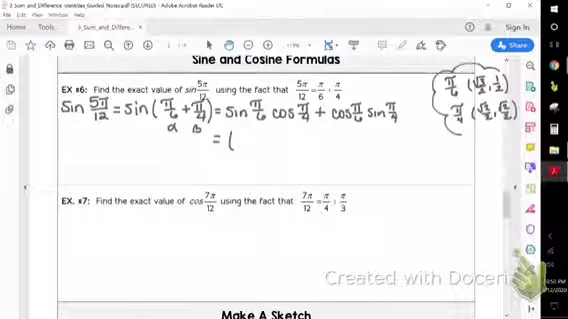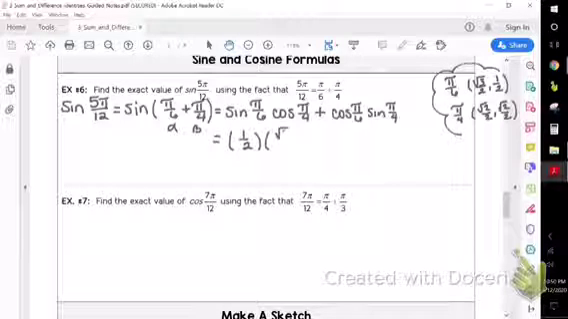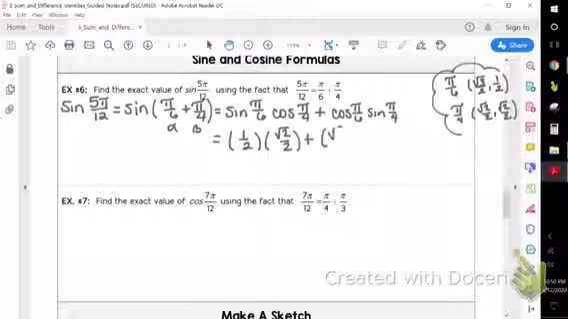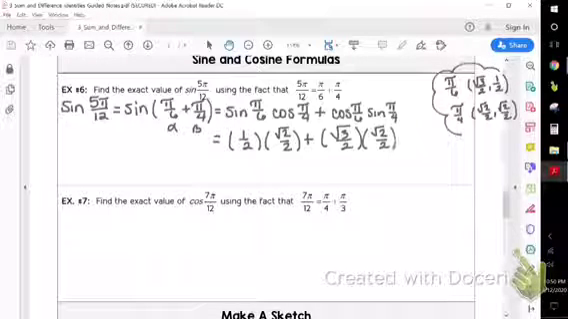So sine of pi over 6, sine is your y value. Cosine of pi over 4, cosine is the x value. Plus cosine of pi over 6, cosine is our x value. Times sine of pi over 4, sine is my y value. And so I just picked the x and the y values of those respective angles, okay?